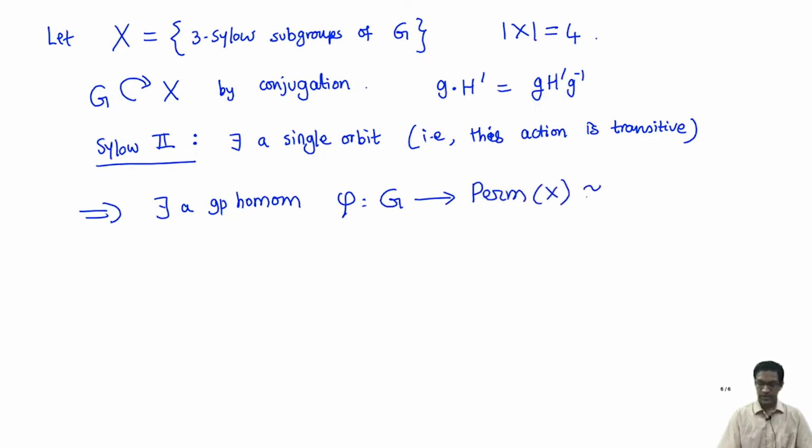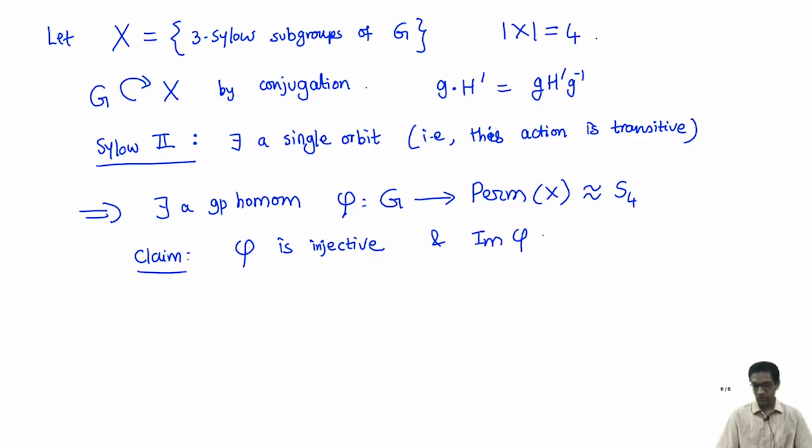And the permutations of X is like the symmetric group S4, because X has exactly 4 elements. Now let's try and establish the following facts. Claim: phi is an injective map, in other words it's 1 to 1, and the image of phi is exactly A4, that is, isomorphic to the subgroup A4 of S4. Okay, so let's see how we would establish these 2 facts. Proof of claim.